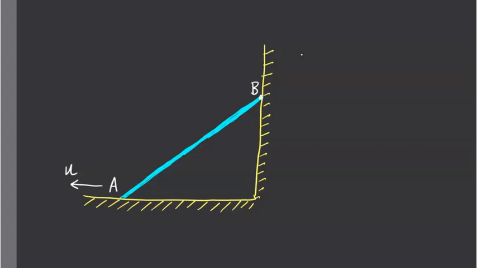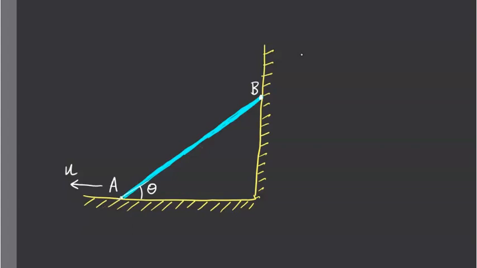To find that, we have to use the constraint. Let's assume that this rod was making an angle theta at a certain time, when it is having a velocity u. So this angle is theta. Now we have to take into account the velocity component of point A in the direction of this rigid rod. Like this, there will be one component.